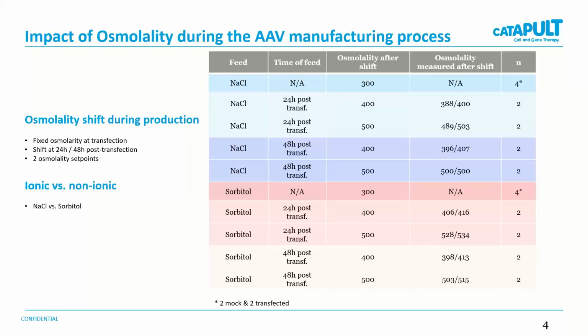Basically, we fixed osmolarity at 300 milliosmol for transfection. And we did a shift at 2 different time points, 24 hours post-transfection and 48 hours post-transfection. We did this shift at 2 different set points, 400 milliosmol and 500 milliosmol. And we did exactly the same thing with both components: sodium chloride for shifting osmolarity in an ionic way, and sorbitol to shift osmolarity in a non-ionic way.